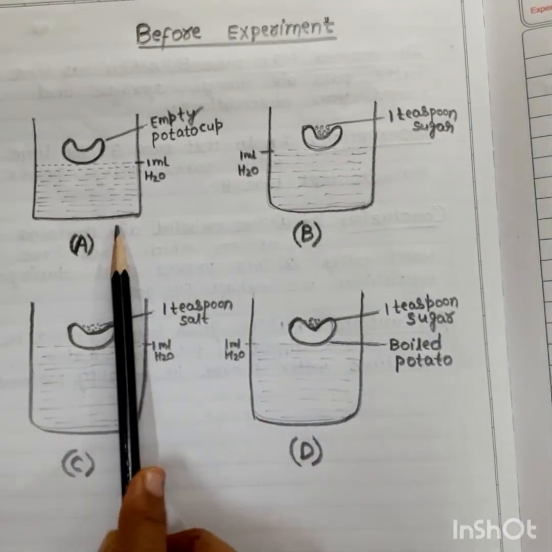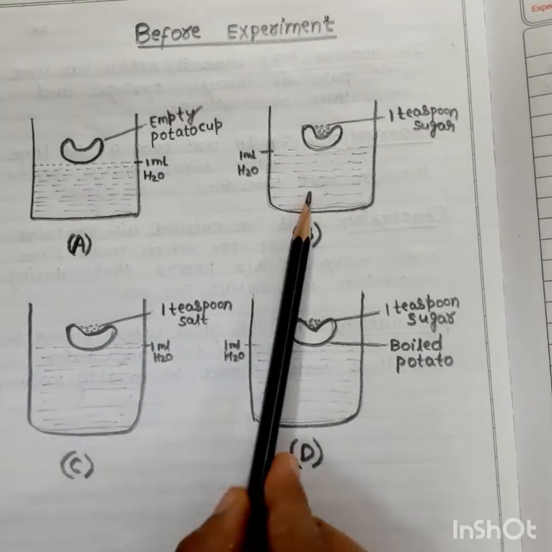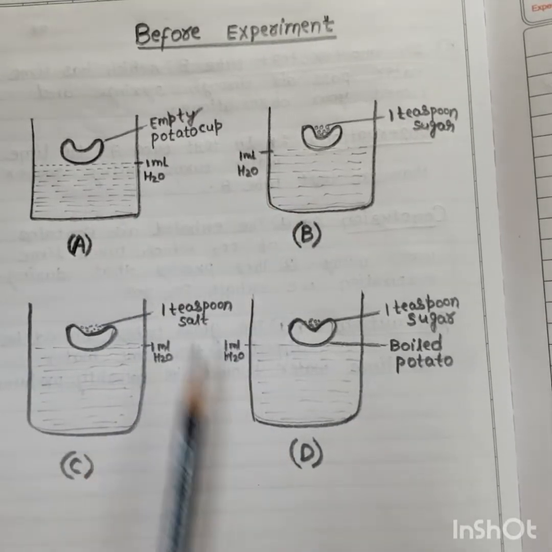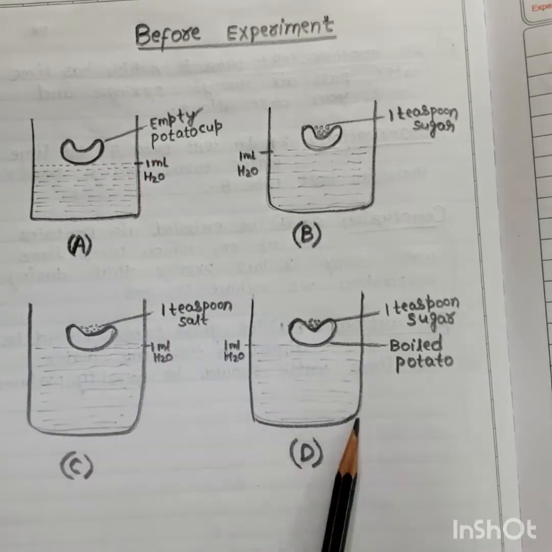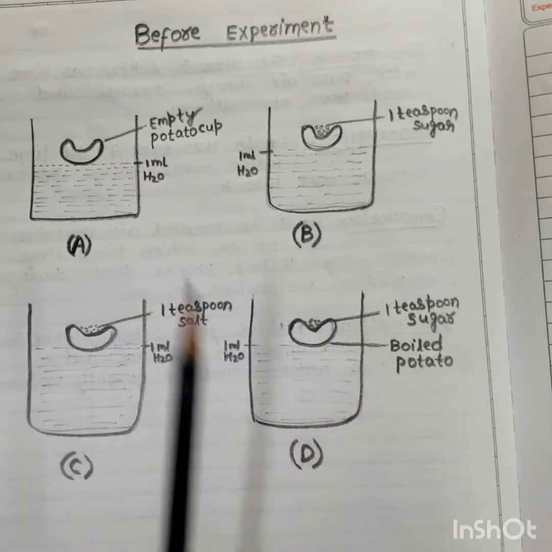This is before the experiment. Here we have taken four containers, 1, 2, 3 and 4. In all we have kept 1 milliliter of water. And here these are potato cups, 1, 2, 3, 4. This one is from the boiled potato and all the others are from the raw potato. These are empty potato cups.